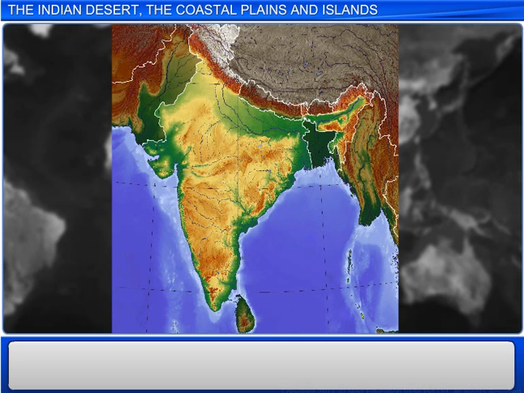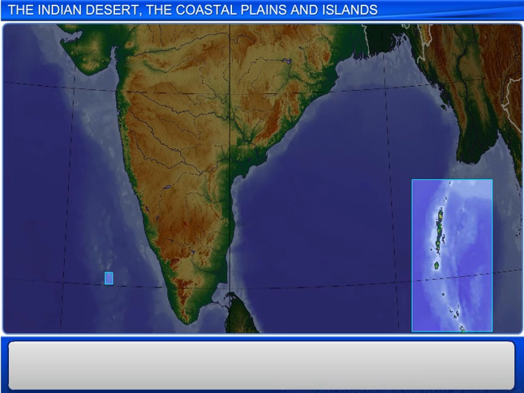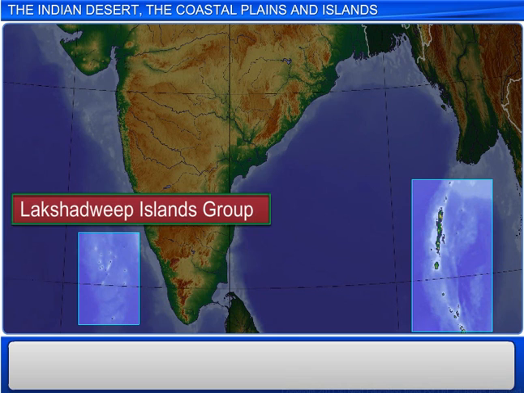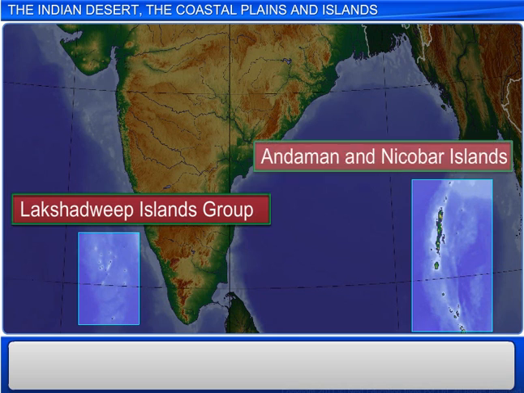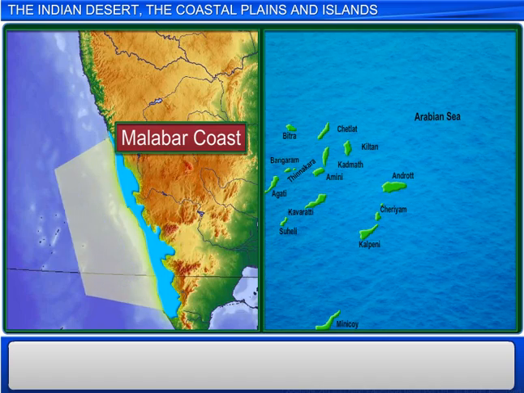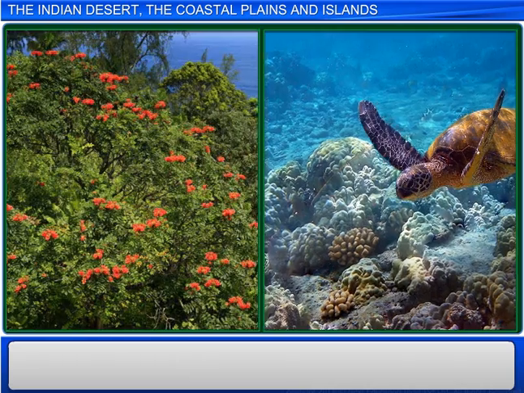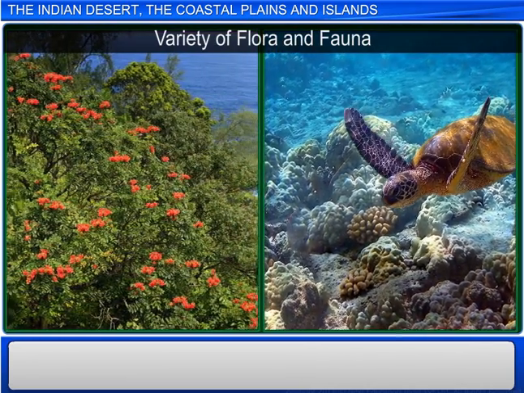So far, we've covered all the physical features on the mainland of India. Moving off the mainland, the country also consists of two groups of islands or archipelagos. The Lakshadweep Islands group and the Andaman and Nicobar Islands. If you examine the Malabar coast of Kerala closely, lying close to the coast are the Lakshadweep Islands. This group is famed for its variety of flora and fauna.